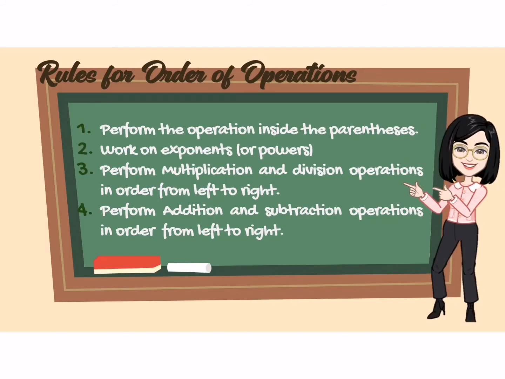To sum up our lesson, here are the rules to help you better recall what we have discussed. Number 1. Perform the operation inside the parentheses. Number 2. Work on exponents or powers. Number 3. Perform multiplication and division operations in order from left to right. Number 4. Perform addition and subtraction operations in order from left to right.